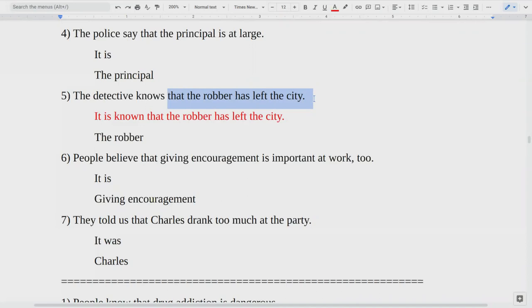Robber. Хулгайч хотоос гарчихсан гэж мөрдөгч мэдчих байгаа. The robber одоо энэ үг авч is known-ийг тавина. The robber is known to have left the city.